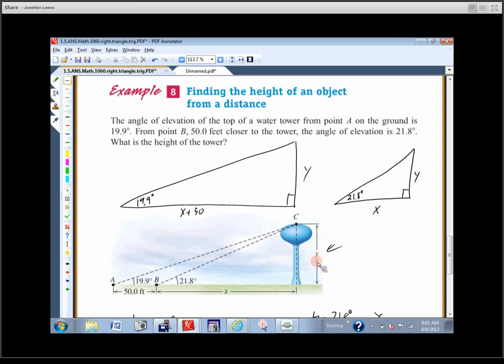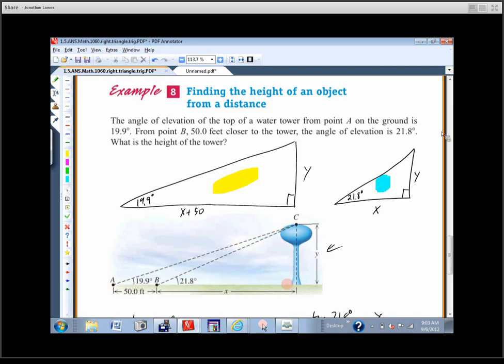So this problem was set up almost identical, except we're talking about a water tower. Again, we had two measures of angle of elevation, one closer to the tower than the other. We had 19.9 degrees, 21.8 degrees, and 50 feet in between them. So we looked at the outside rectangle, the big one, and drew it right here. And then we looked at the smaller rectangle, this one right here, and drew it there.